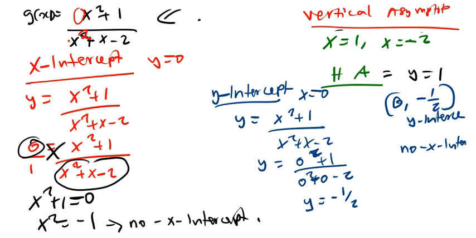Next, you need to find the intercept. To find the x-intercept, like I've said, equate y equal to 0, then solve for x. To find the y-intercept, equate x equal to 0, then solve for y. That's all.